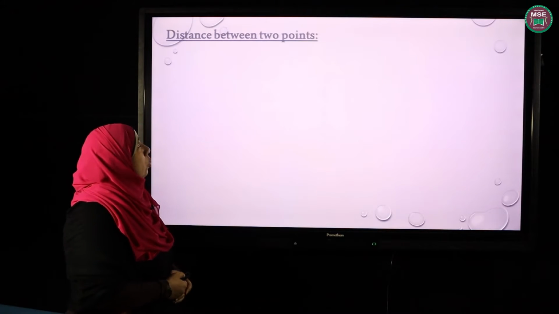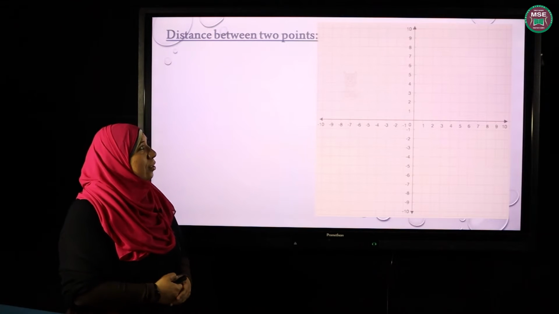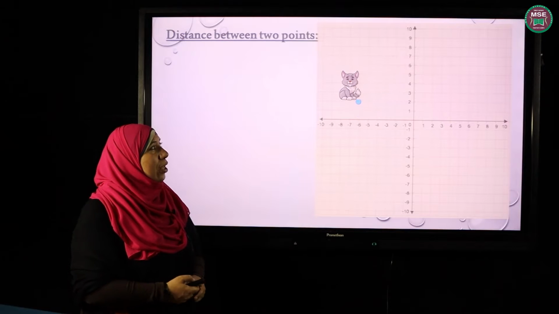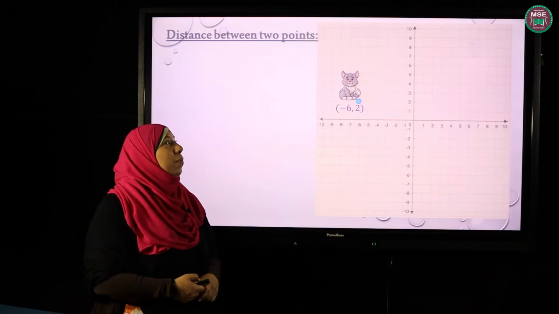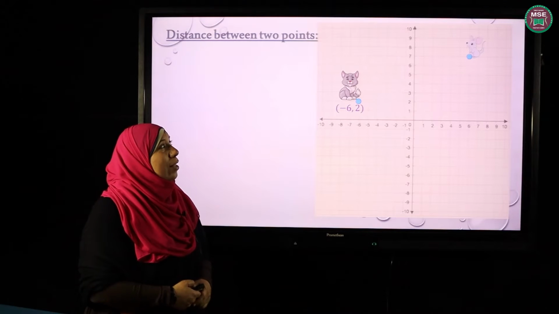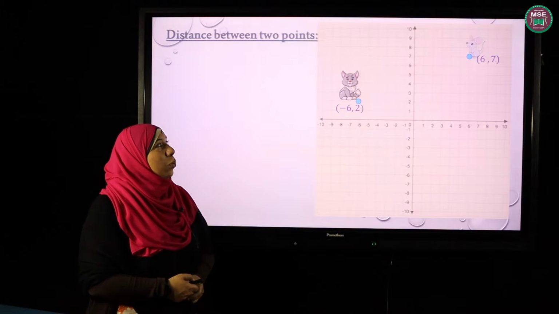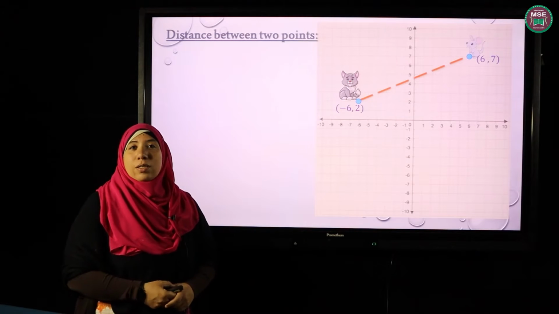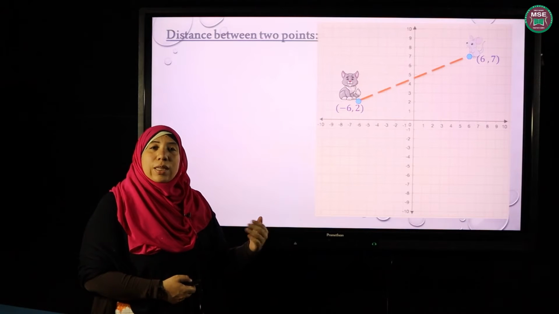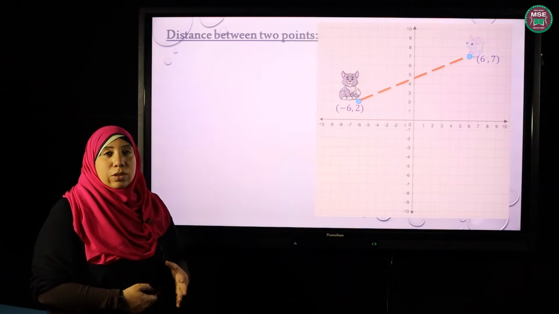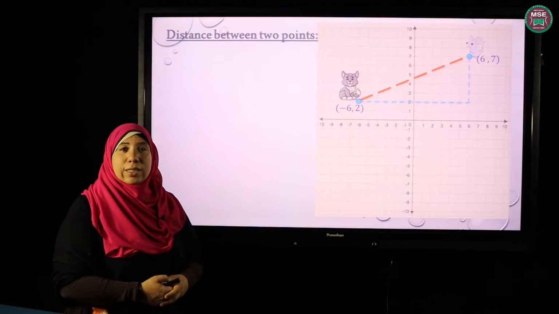Let's say that I have a cat standing here at the point -6 and 2, and a mouse standing there at the point 6 and 7, and I want the distance between the cat and the mouse. I can find this distance. To find the distance, it has to be vertical or horizontal distance.